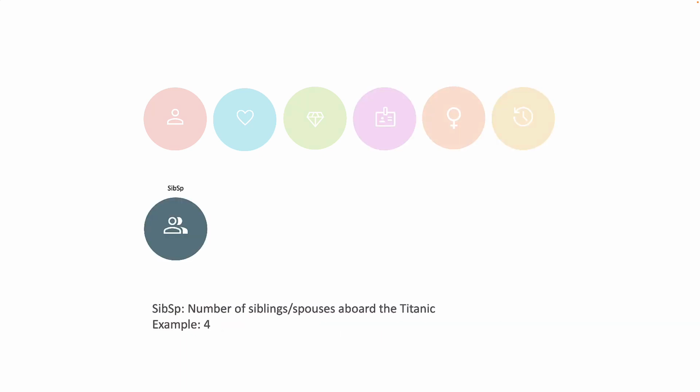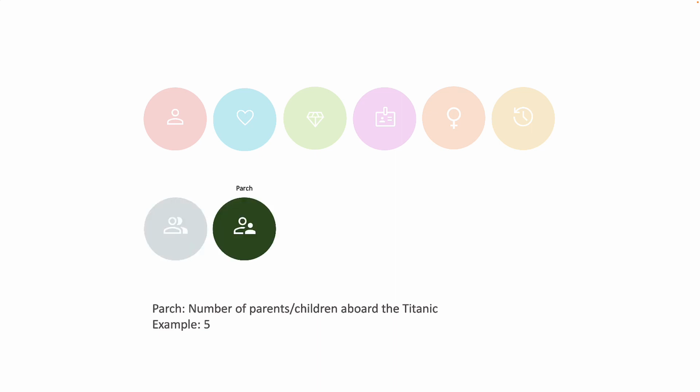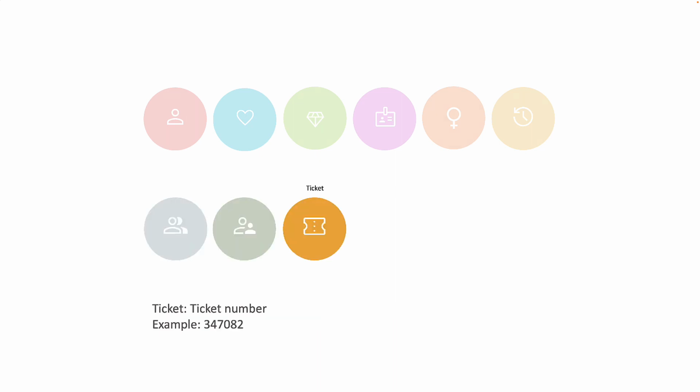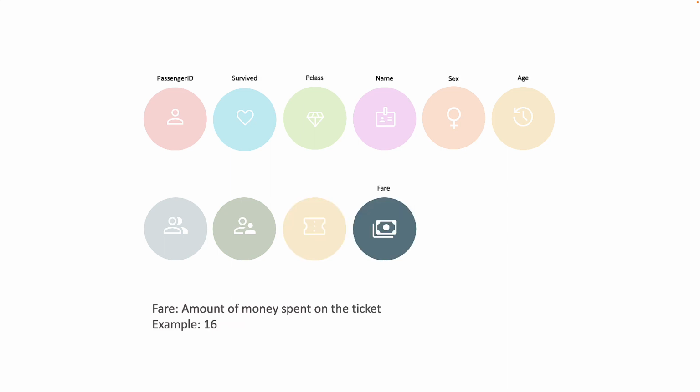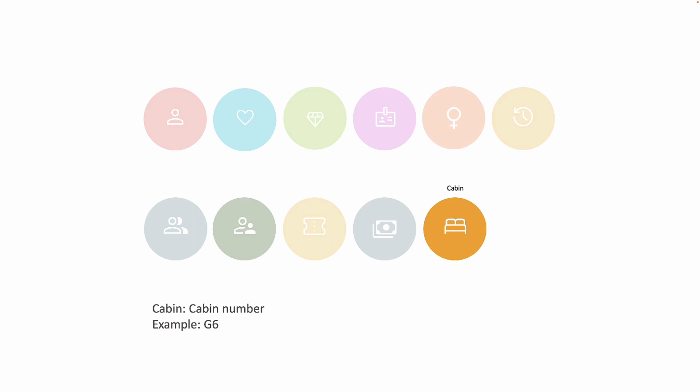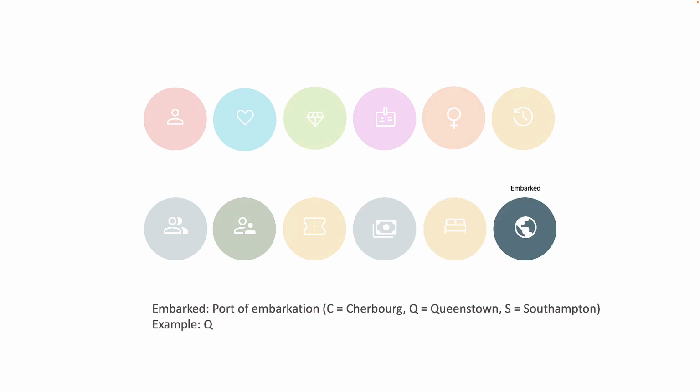The number of siblings and spouses aboard the Titanic. The Parch variable, which is the number of parents and children aboard the Titanic. The ticket number. The fare, that's the amount of money spent on the ticket. The cabin number. And whether they embarked in Cherbourg, Queenstown, or Southampton.